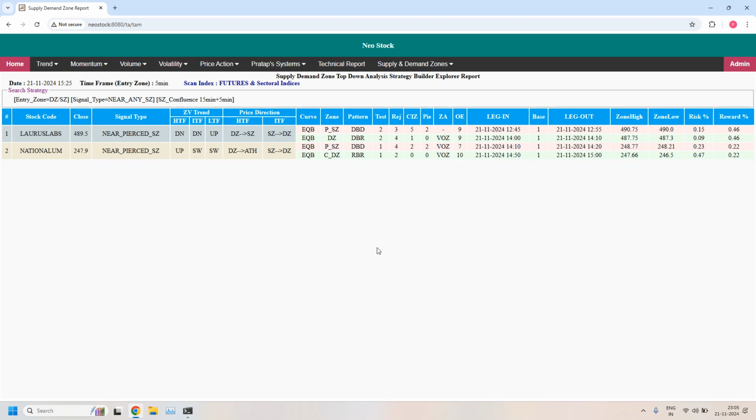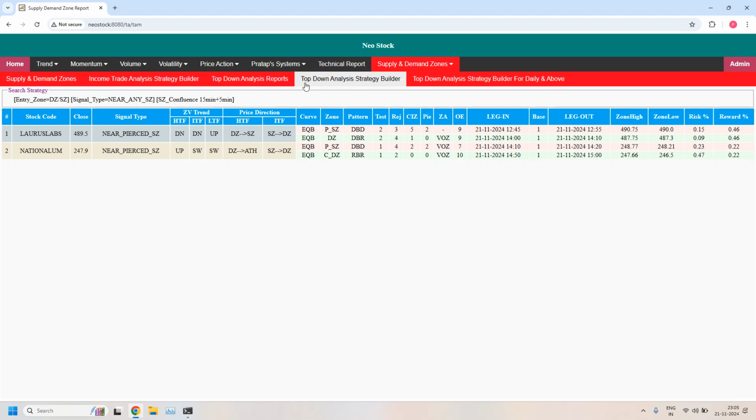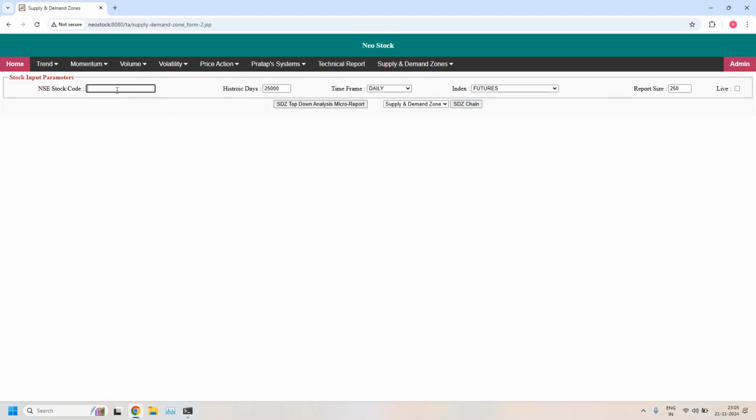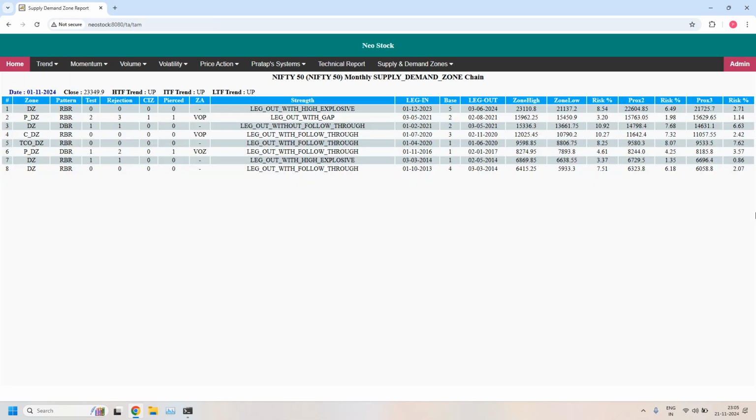Now let's generate NIFTY and BANKNIFTY supply demand zone chain. Let's start with NIFTY and starting with monthly time frame, generating monthly supply demand zone chain for NIFTY. So this is monthly supply demand zone chain. Always look into the zone column to find high liquidity zones. Look into pierced column to find the pierced zones. And look into the LTF trend to find the trend of the current time frame you have selected. Same rules you can apply for the remaining reports.